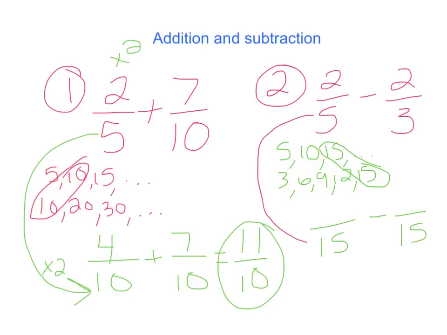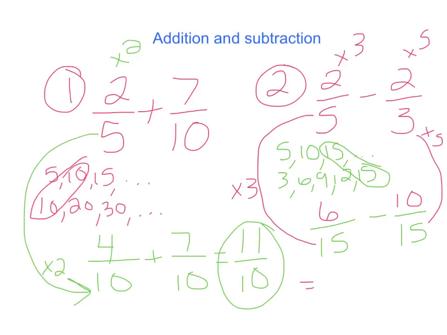Well, let's look at this. What did I do to get from 5 to 15? I multiplied by 3. So that means I also need to multiply this 2 by 3 to get 6 on top. And what did I do to get from 3 to 15? Well, I multiplied by 5. And so that means I also need to multiply this 2 by 5 to give me 10. Okay, so now I have a common denominator, so I'm good to go.